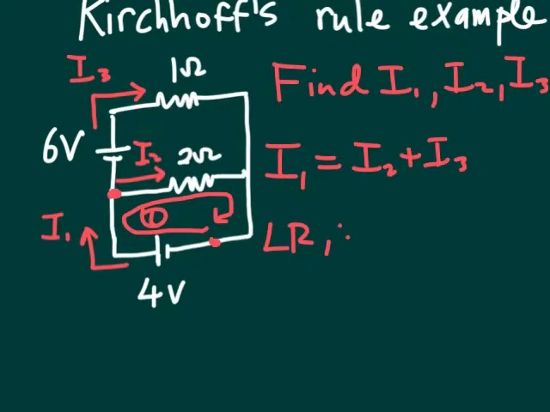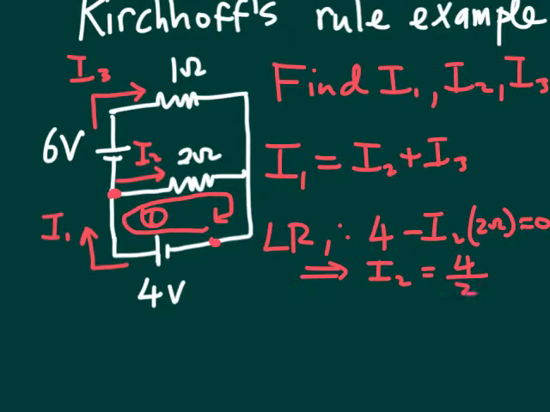Therefore, the loop rule will be 4 minus I2 times 2 ohms equal to 0. 4 volts minus I2 times 2 ohms equal to 0, implying that I2 equals 4 divided by 2, which is 2 amps.